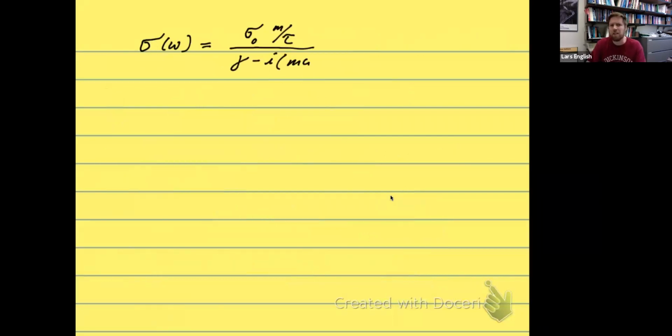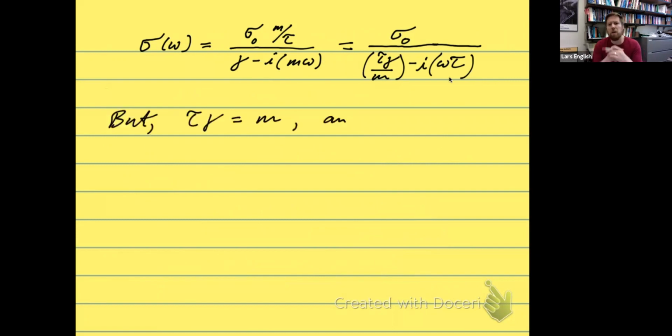What we get is that we get sigma 0 times m over tau, all over that previous denominator, and we can bring this factor into the denominator, and we get something like that. Now, something nice happens here, because this gamma times tau, or tau times gamma, is nothing other than m. This was on a previous video where we derived that.